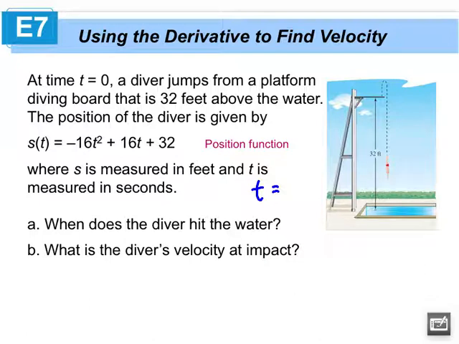What's t? Give me both. 2 and -1. Okay, let's talk about each of them. Which one are we interested in? 2. Where'd the -1 come from? How would that happen?